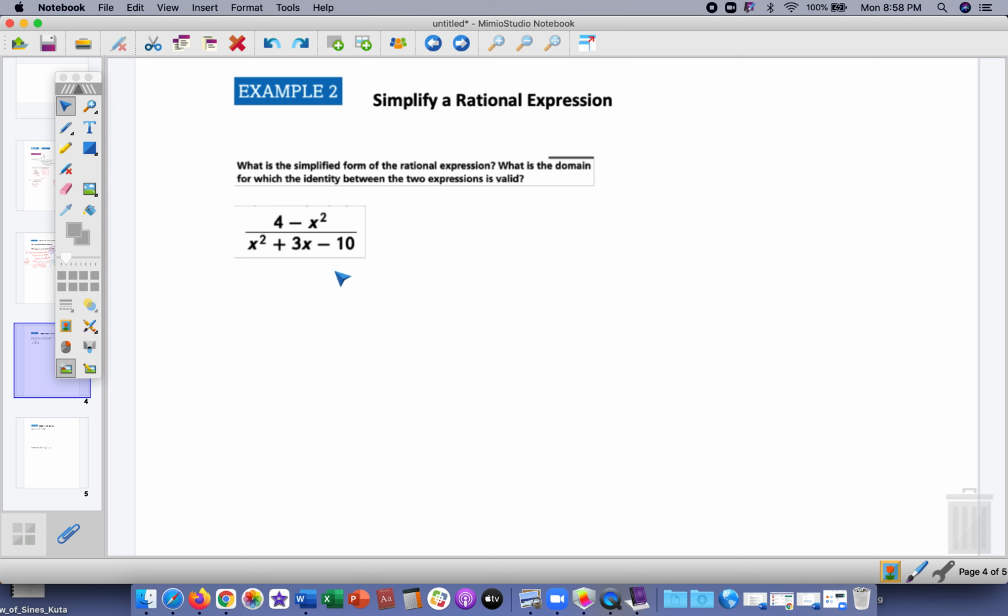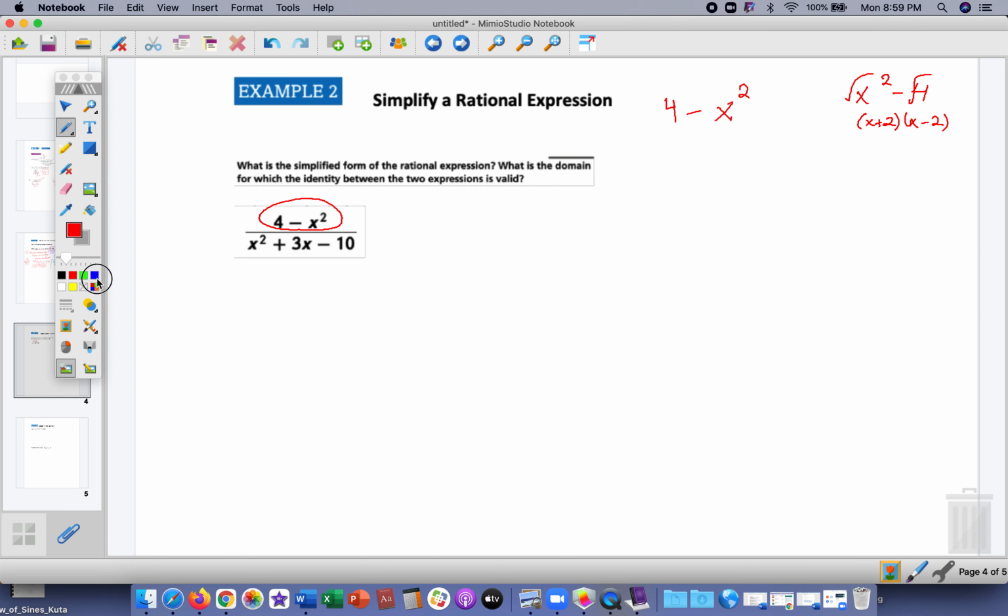So for this next one, it says simplify a rational expression. What is the simplified form of this expression? What's the domain for which the identity between the two expressions is valid? So we're going to look at the numerator and we're going to try to factor this. Now there's no GCF. Now we often are used to seeing the x first, right? We are used to seeing x squared minus 4, and we know that it would be x plus 2, x minus 2, right? Square root of x squared, square root of 4.